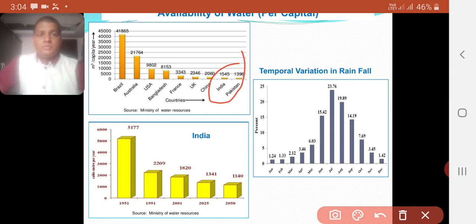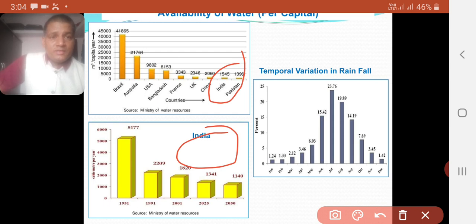Second, this particular graph shows the per capita availability of water. If you see year wise, in 2001 and 2025, per capita water is about 200, but in future it will be reduced, as I think everybody knows and agrees, because population is continuously rising, and because of urbanization and other major activities, water resources are in lesser quantity, and also not in directly usable form, and the demands are more.